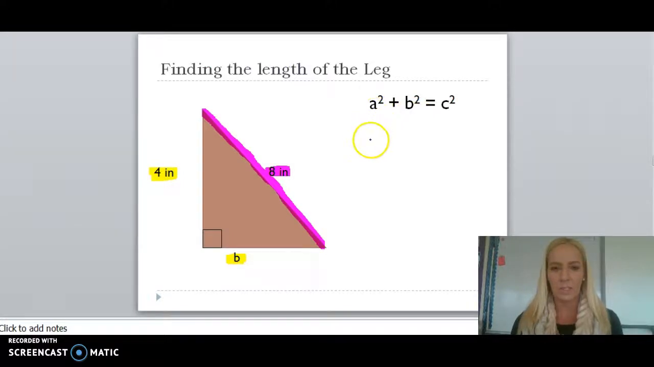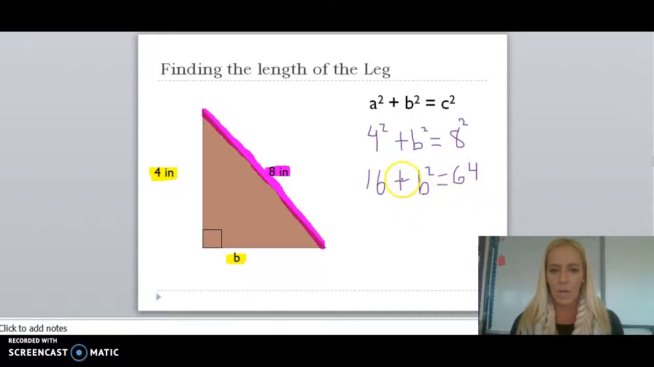So let's go through the process as we did before. So a squared, which is 4, plus b squared, which is our unknown, equals c squared, which is 8. So I'm going to go through and simplify each number. 4 squared is 16, plus b squared, which is our unknown, equals c squared, which is 8 squared, which in this case is 64.